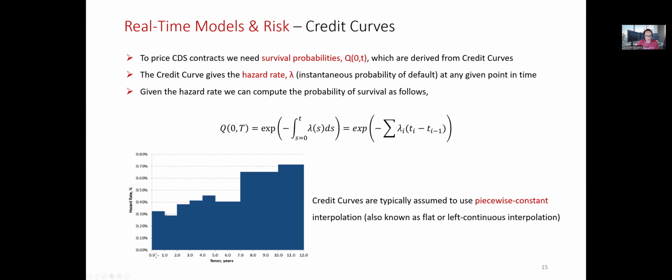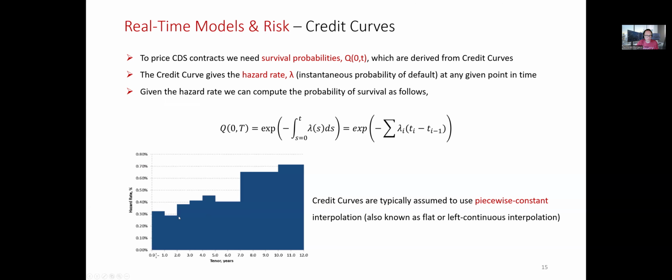So we have data points here at the end of each period, looking a bit like a histogram. At the end of each period, we have a hazard rate, and it's flat or constant up to that hazard rate, and then it moves to the next hazard rate, and so on. And that's called left continuous or flat.